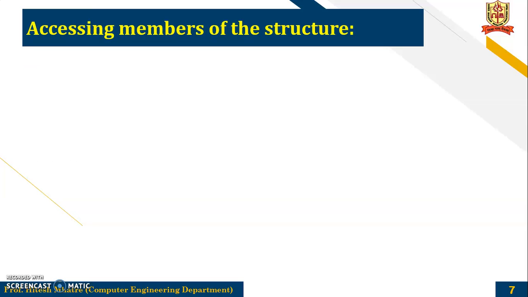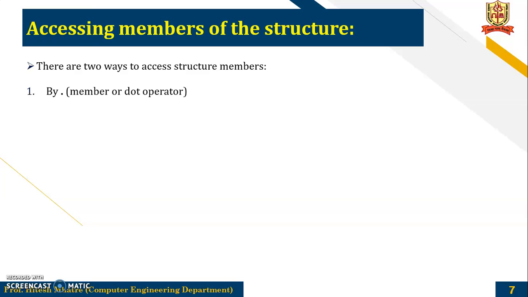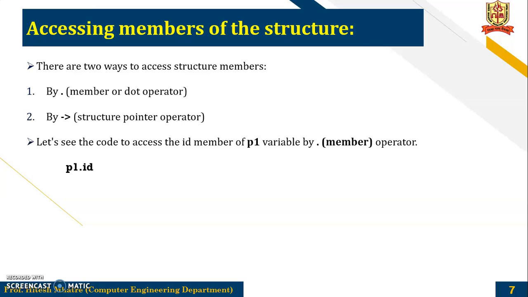Now accessing the members of the structure. Again here we have two ways of accessing the structure members. First is by using the dot operator, or we can say member operator. Second is using the pointer operator, that is hyphen and the greater than sign, or you can say arrow. So using a structure pointer operator. Now using the dot operator, we can see here like p1.id. Now p1 is nothing but a structure variable, and id is nothing but the element that is present in a structure. Now for the pointer operator, we will be studying it in the pointer section.